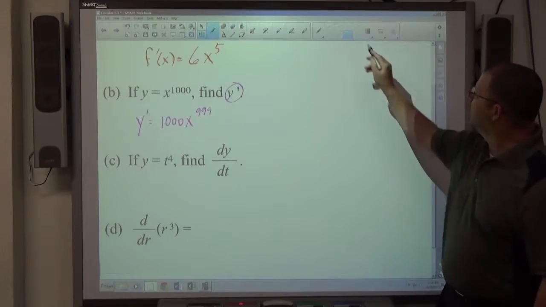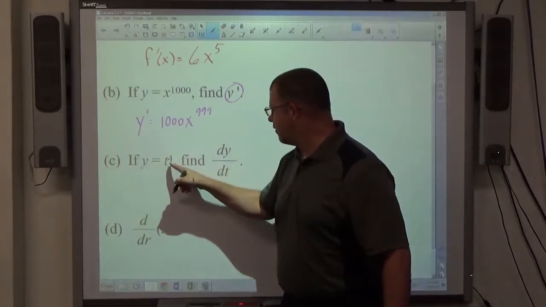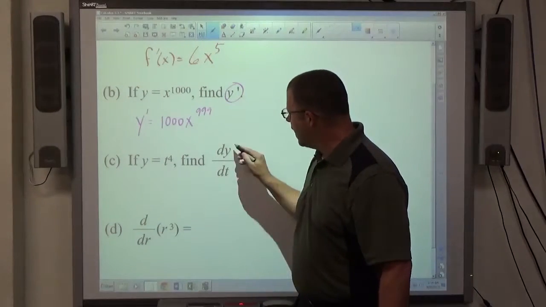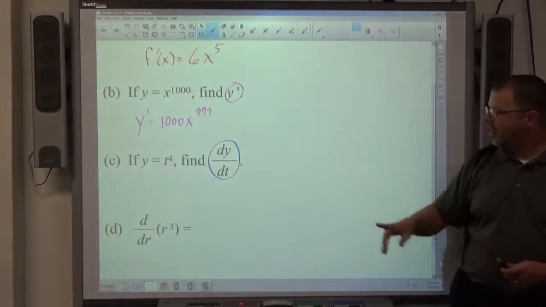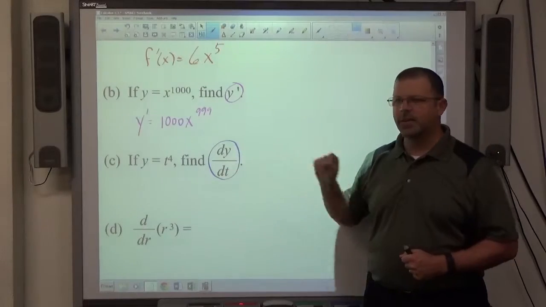Okay, problem C. y equals t to the fourth, find dy over dt. This also means first derivative: the derivative of y with respect to t.